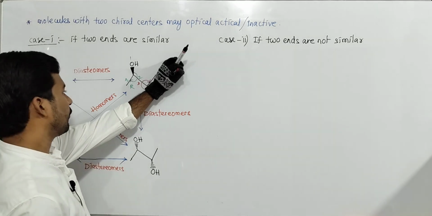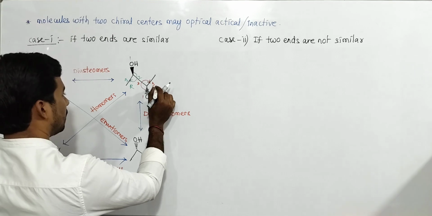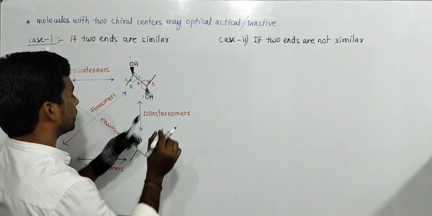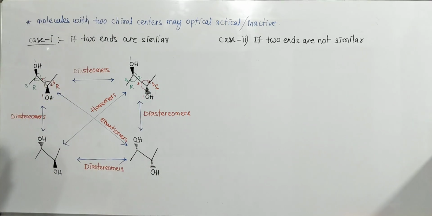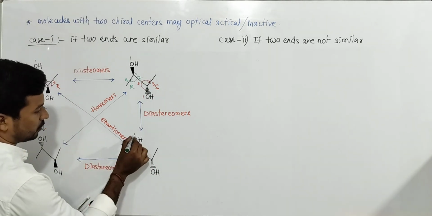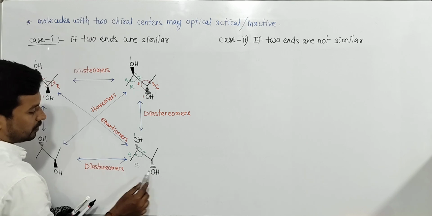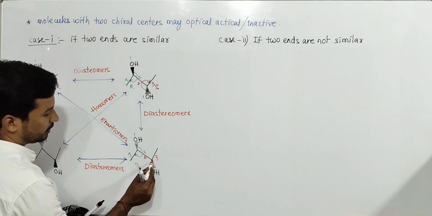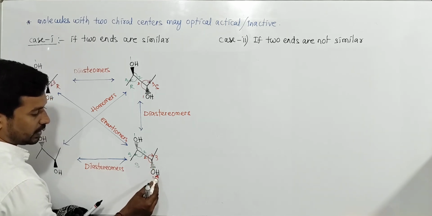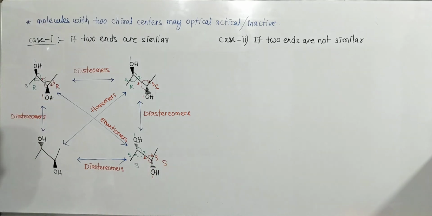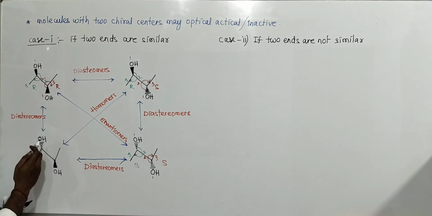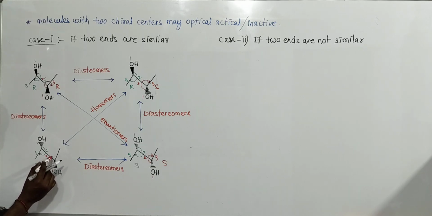Anti-clockwise becomes R. If the fourth priority group is on a thick line, then clockwise becomes S configuration. See here, first, second, third priority, clockwise, fourth priority group on thick line means S. Next here, 1, 2, 3 clockwise, fourth priority group thick line, clockwise becomes S. Here 1, 2, 3 clockwise, fourth priority on thick line, clockwise becomes S. And here 1, 2, 3, fourth priority group on dotted line, clockwise becomes R.